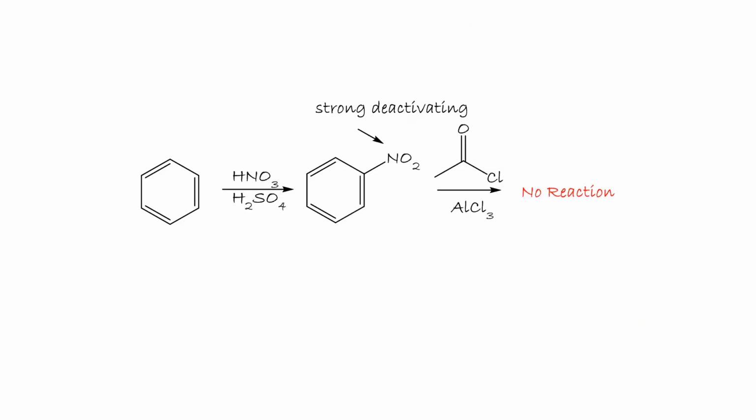Change the strategy. Start first by the nitration. You get the nitrobenzene. Nitro is a very strong deactivating group. You react this with acetyl chloride, aluminum chloride, no reaction.